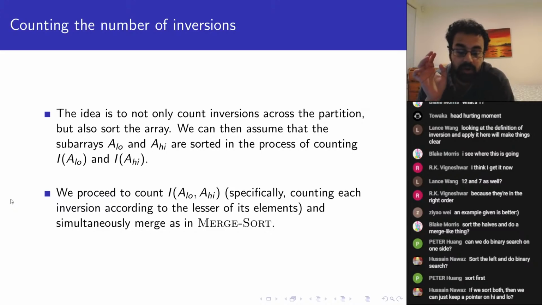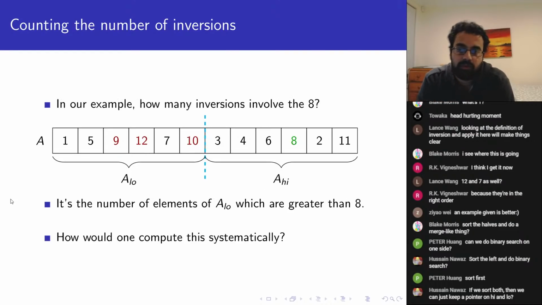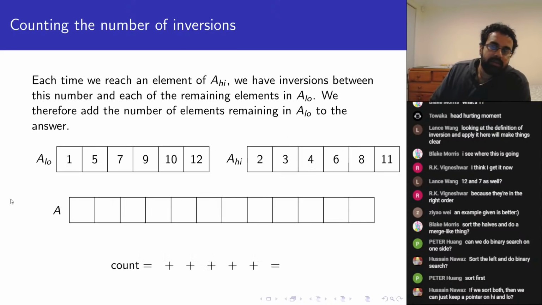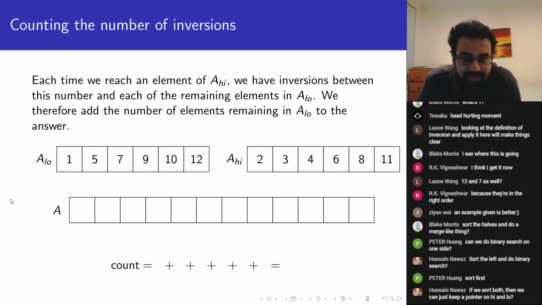A note here, we are going to count every inversion according to the lesser of its elements. So remember we had inversions involving the 8, where it was 9 and 8, 12 and 8, or 10 and 8. We are going to count those inversions when we get to the 8. We're not going to then count them again when we get to the 9, the 10, or the 12, right? So every time I get to a 9, I'm going to say all its inversions are already accounted for. Let's have a go at this.